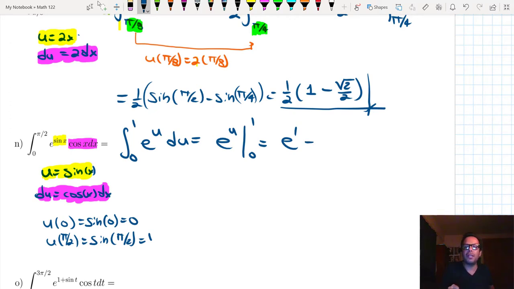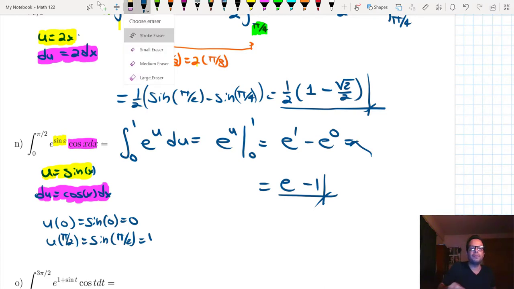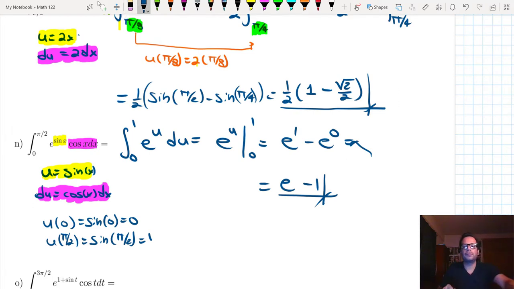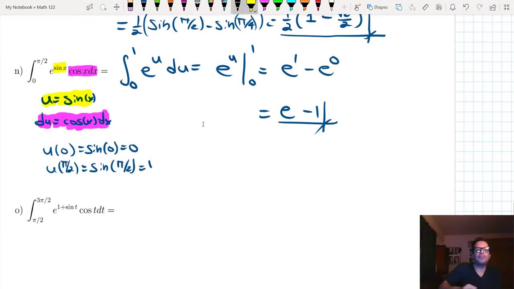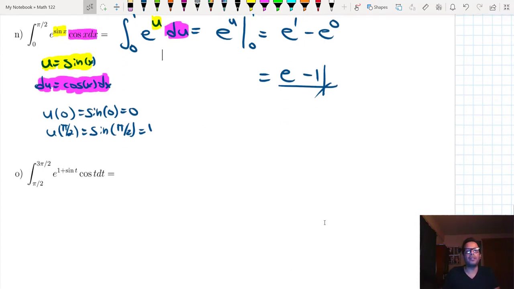e to the first power minus e to the 0 power. What is going to be the answer to this? e to the first is simply e, and e to the 0, any quantity to the 0 power, is 1. So e minus 1 is the final answer to this problem. Okay, if you will, change to u, and this is purple, just so you can keep track of the color coding here.